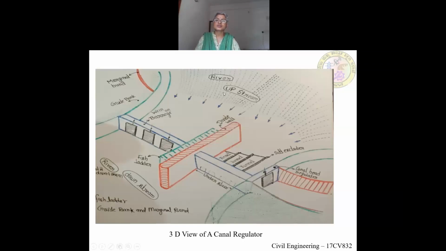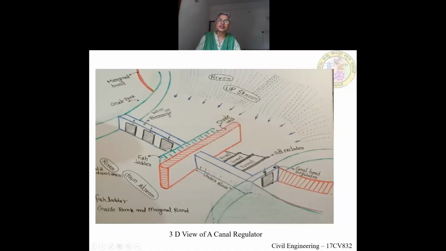In this picture, you can see that the river is flowing from the upstream end to the downstream end. This is the downstream side and this is the upstream side. You can see that a wall is built across the river. Similarly, there's a wall on this side, and this wall. The construction of this wall will help to raise the level of water on the upstream side, and these arrow marks show the direction of flow of water.